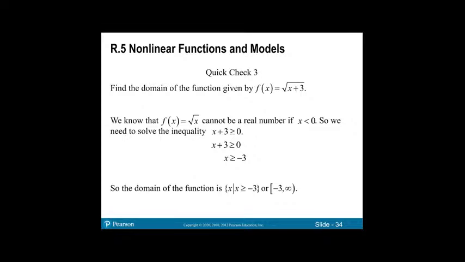Find the domain. So for even root or square root, remember we cannot take the square root of negative numbers. So that means this x plus 3 has to be non-negative. In other words, x plus 3 has to be greater than or equal to 0. So if we solve this, we get x is greater than or equal to negative 3. So then that tells us the domain.